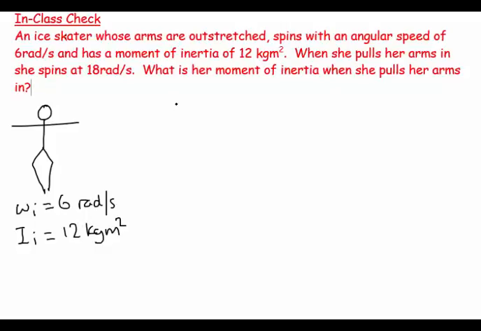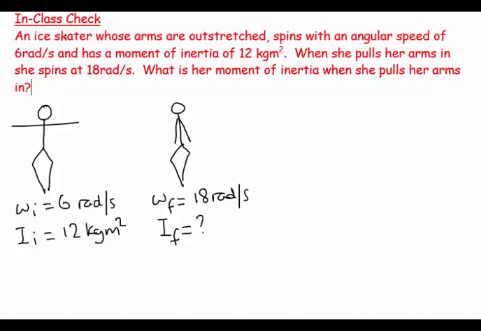And then she brings her arms in. So let's imagine that. We can imagine with her arms in now, spinning like crazy. And angular velocity is now equal to 18 radians per second. And moment of inertia is what I don't know.